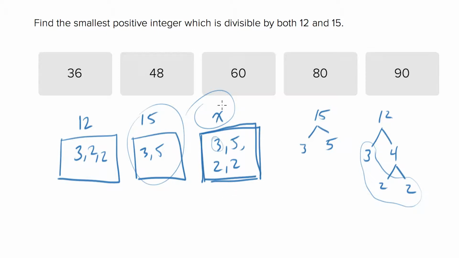So now in order to figure out what the mystery number is, we just have to multiply all of these prime factors together. So 2 times 2 times 3 times 5 is 60. And that is the smallest positive integer which is divisible by both 12 and 15.